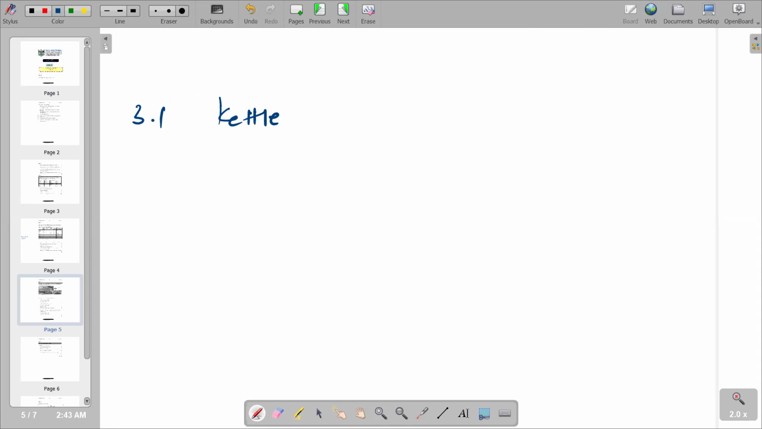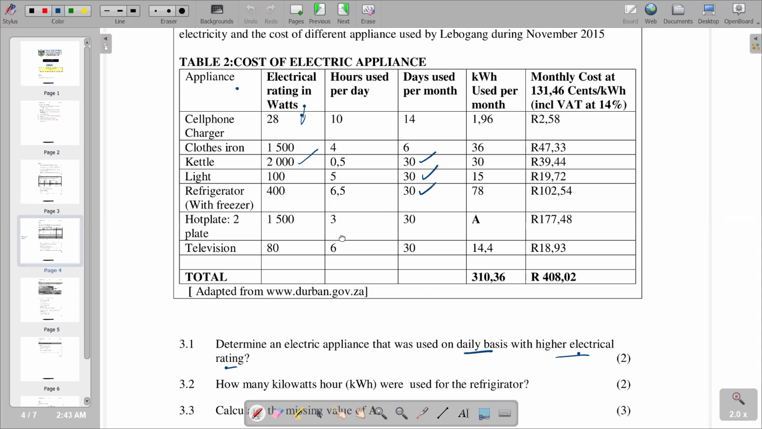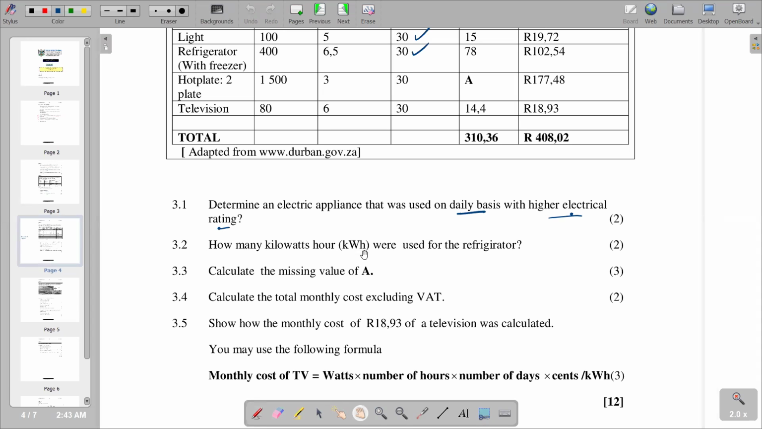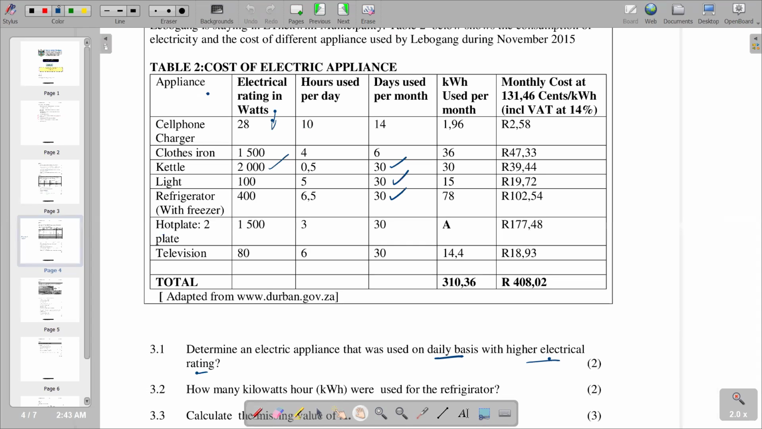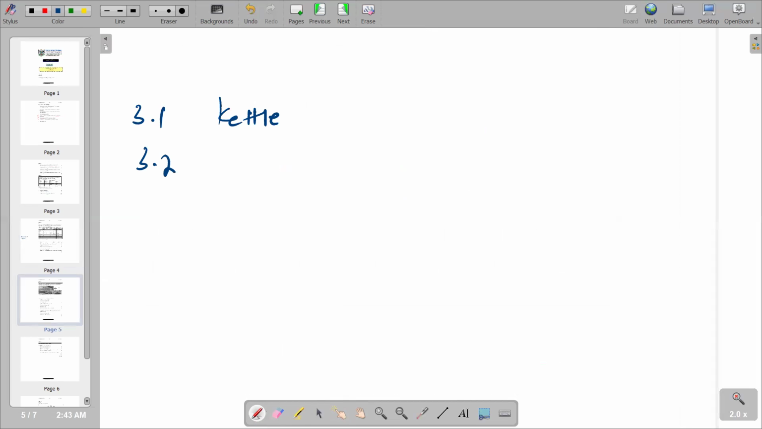Then we move on to the next question, which is saying, how many kilowatt hours were used for the refrigerator? For the refrigerator, we have it here, and in terms of kilowatt hours, we have them in this column. So we are saying the refrigerator has 78. So 78 is our answer, and that is for 3.2. So this is what we have for that part.